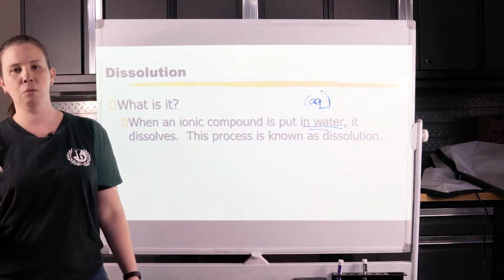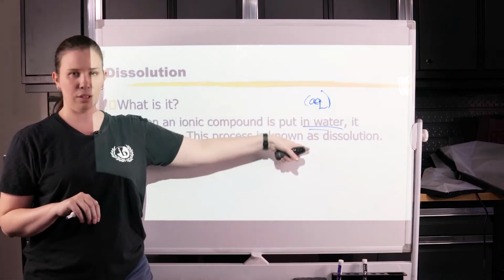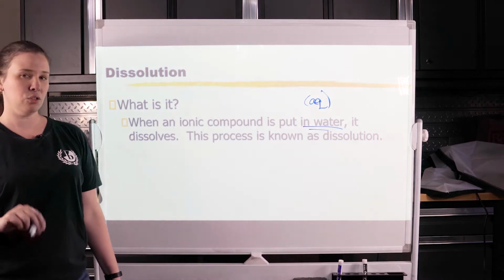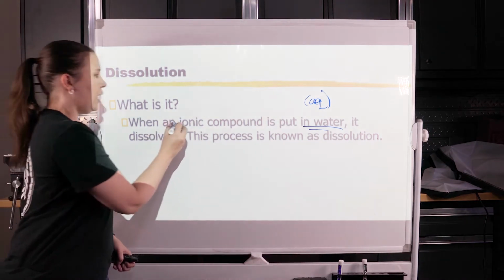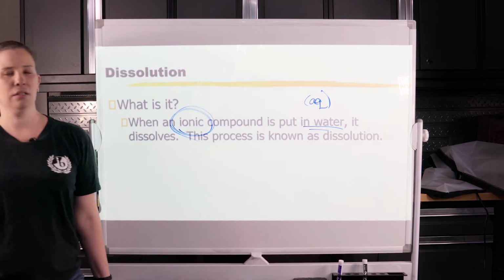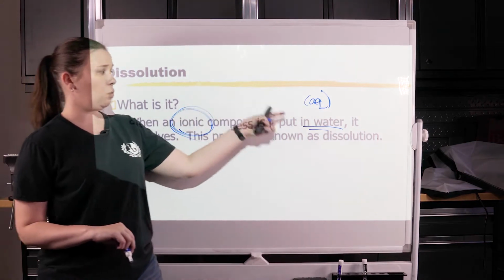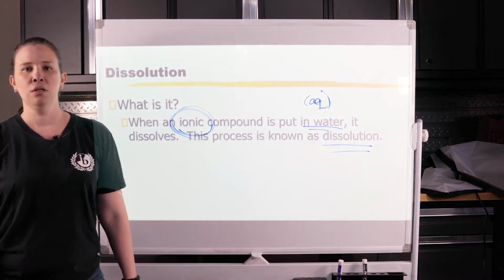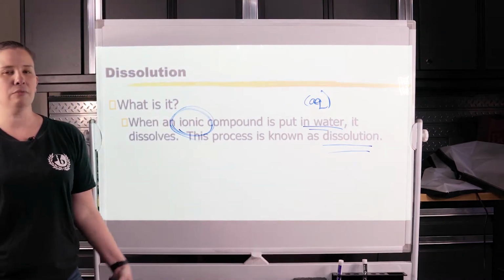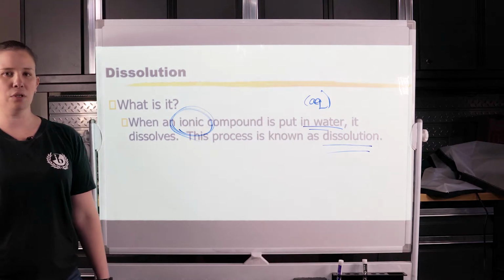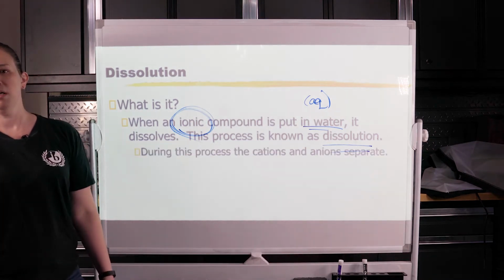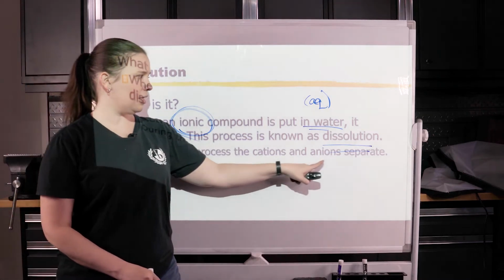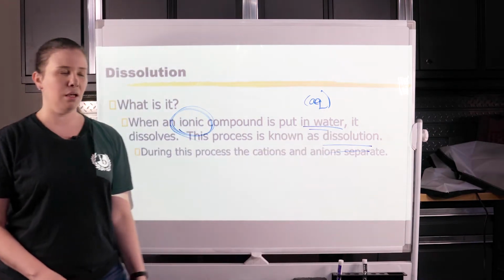So when we get to the part where we're looking at equations, that's how we can tell if something is in water. We're looking for that AQ phase. It's a really big deal. For an ionic compound, and it has to be an ionic compound, if we put that in water, it will go through a process called dissolution. So dissolution is really just a fancy name for dissolving. So basically what this says is you put an ionic compound in water, it breaks up, dissociates, it's going to dissolve in the water. The cation and anion will separate, will break up.